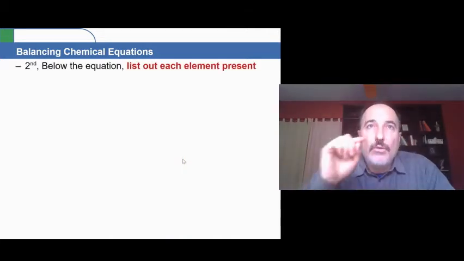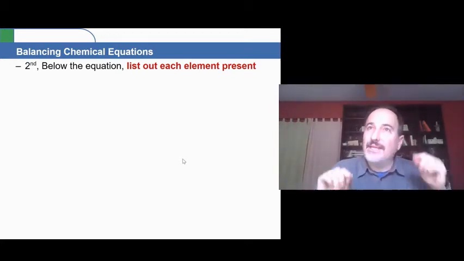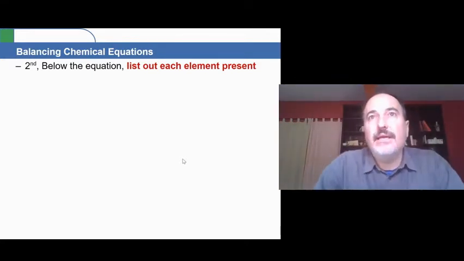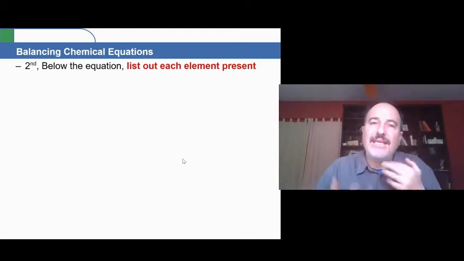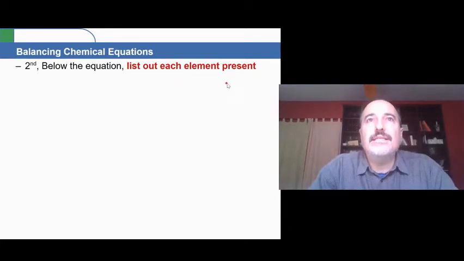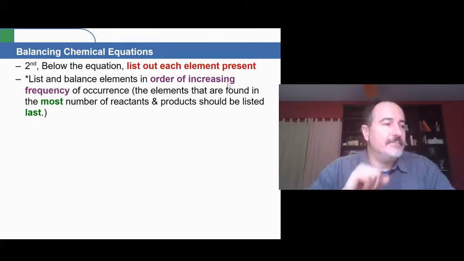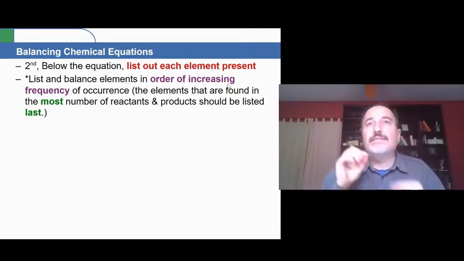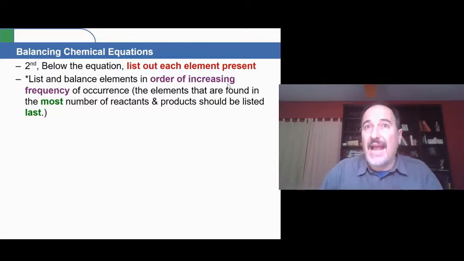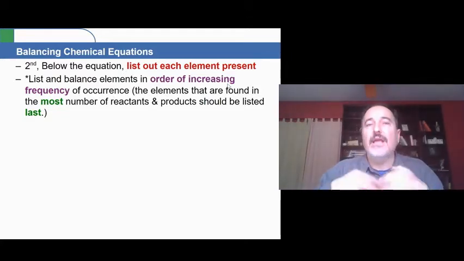Now, below the equation, basically underneath the yield arrow, list out each element that is present. All right? Now, don't just list them out in whatever order they're originally written. This is kind of the key to all this: you are to list them out and balance them in order of increasing frequency of occurrence. In other words, the elements that are found in the most number of reactants and products should be listed last. So the ones that are listed fewest go first. The ones that are listed most often go last.